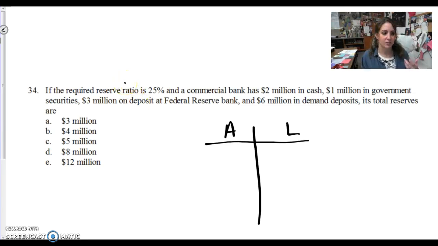So the question is, if the reserve required ratio is 25% and a commercial bank has $2 million in cash, $1 million in government securities, $3 million on deposit at the Federal Reserve Bank, and $6 million in demand deposits, its total reserves are what? So I knew there was a number in this that is completely not needed, and that is the $1 million in government securities. It's not needed. The key here is that there are 6 million.